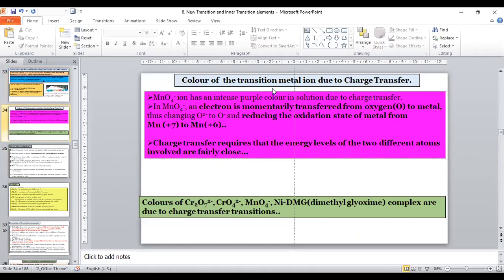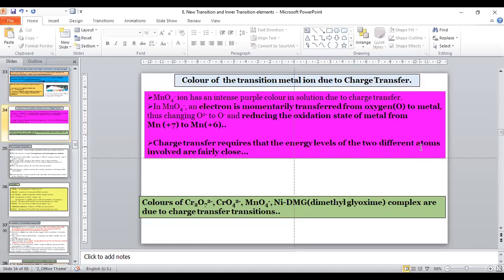Color of the transition metals due to charge transfer. The very famous example is KMnO4. You know, this KMnO4 is a bright, intense purple color. This intense purple color is due to the charge transfer. Remember, it is not due to the number of unpaired electrons, not due to d-d transition, not due to the nature of the ligands, not due to the geometry, but it is due to the charge transfer.